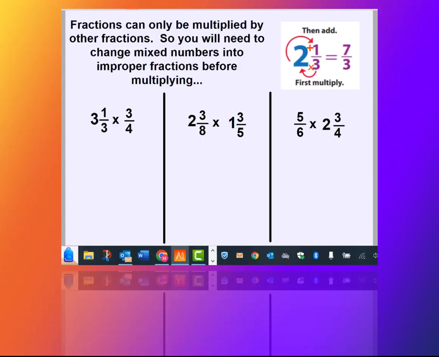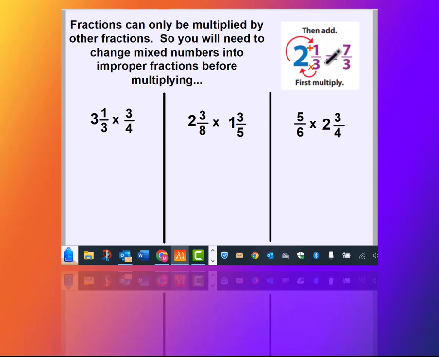Okay, so we learned when we did our fraction multiplication that fractions can only be multiplied by other fractions. So if we have mixed numbers in our problem, we need to change them into improper fractions first before multiplying. So I've got an example over here for those who have forgotten how to do that.